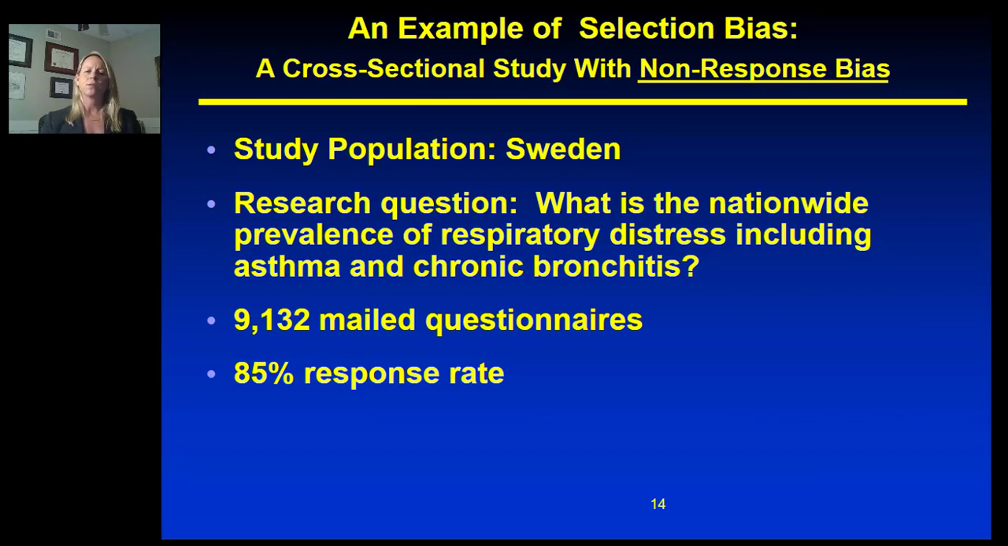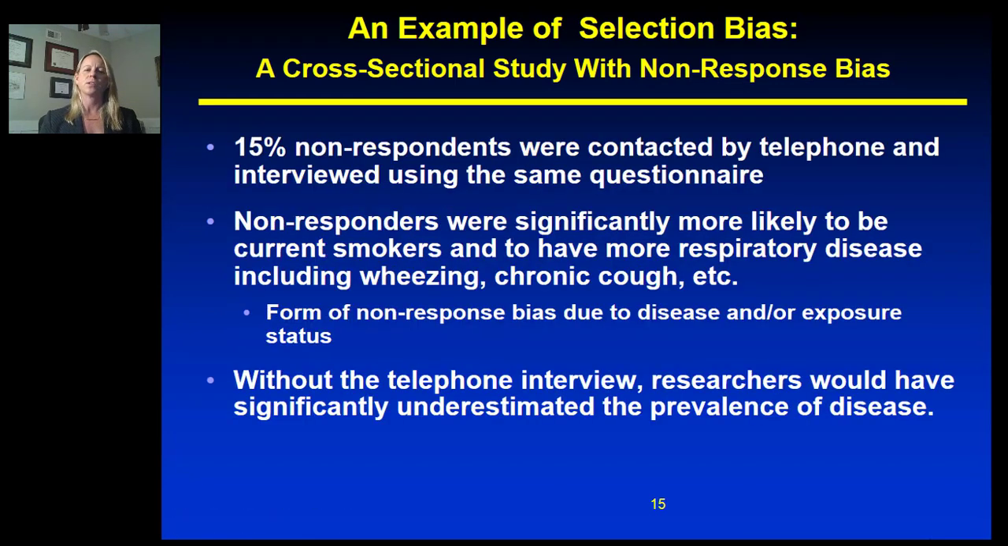They mailed out 9,132 questionnaires, and they got an 85% response rate, which, by the way, is pretty high for a survey. They contacted the non-respondents, for which there was 15%, and they asked them some questions. And they found that the non-responders were significantly more likely to be current smokers and have more respiratory disease, including wheezing and chronic cough, etc., compared to the responders.